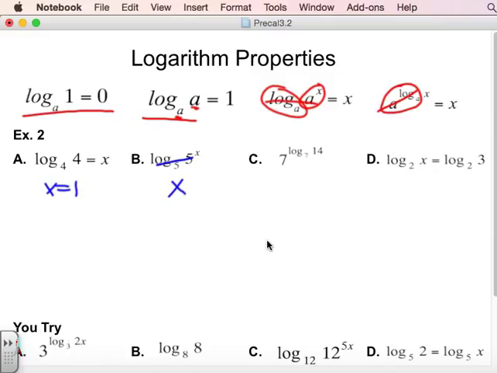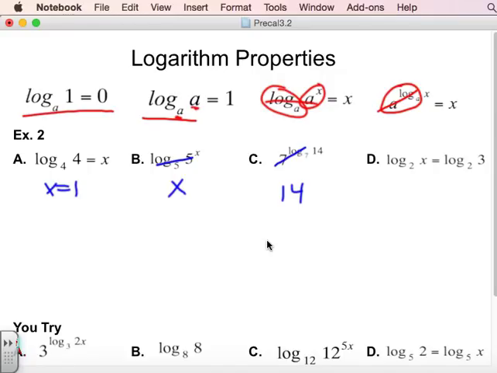Right here we've got a base 7 raised to log base 7 of 14. So a base 7 raised to log base 7 cancels, and it just leaves 14. And that 14 is not in the exponent. Over here, the x isn't in the exponent anymore either. They're just regular numbers now, not an exponent. They're just there as the answer.